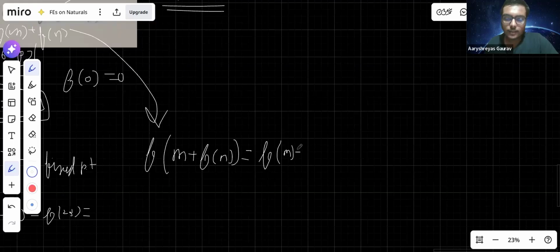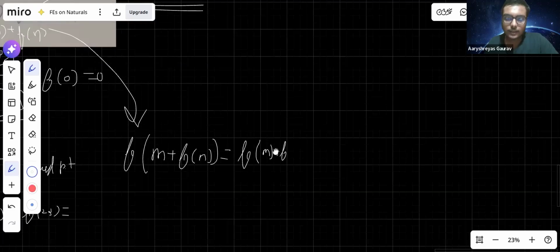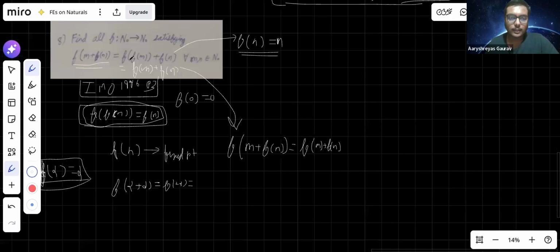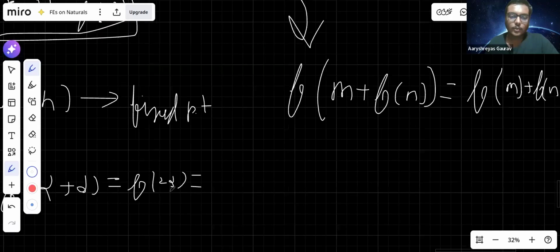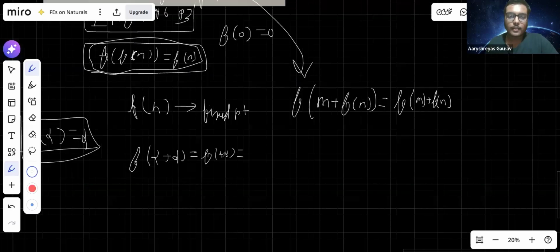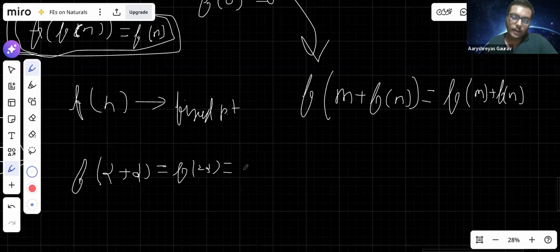Because of this condition, f of m plus f of n. So yeah, back to this, we are getting f of 2 alpha is equal to f of alpha plus f of alpha, which is alpha plus alpha, which is 2 alpha.